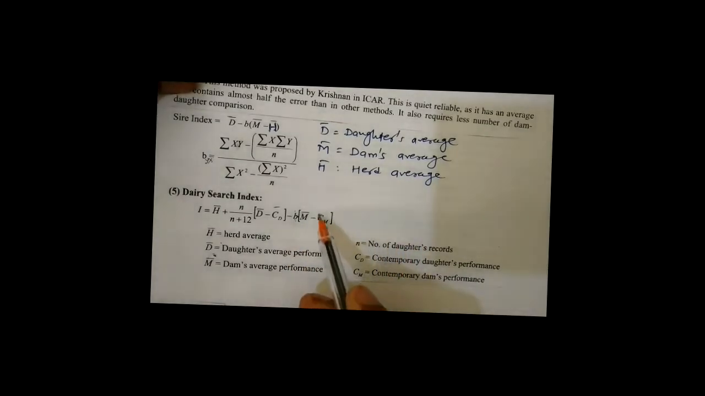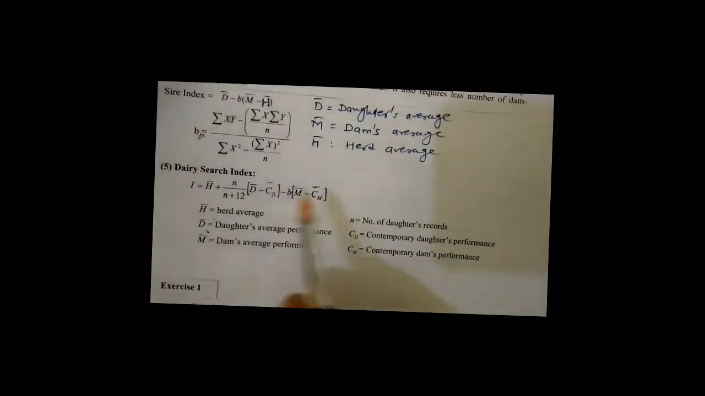Minus b, that is the regression coefficient, times m bar, that is the dam's average, minus cm bar, that is the contemporary dam's average. Okay, so this is the formula. You can simply put all the values into the formula, and it will give the I value, that is the index value. On the basis of this index value we can rank the SAR. Suppose we have 10 SAR records, so we can calculate the index value for each and every SAR, and on the basis of the highest index value we can rank the SARs and use them for breeding purposes.